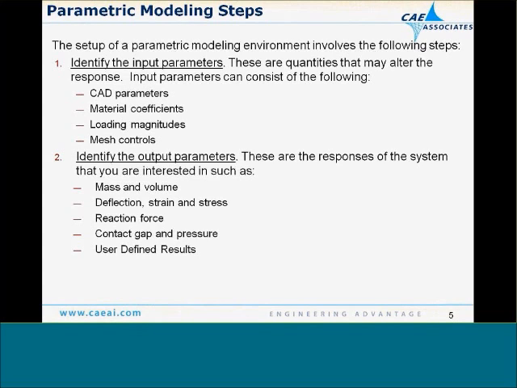Once we've identified our input parameters, we then move to the output parameters. These are the response quantities that we want to keep track of as we change the setup of the model. These could be things like the mass and volume of bodies. If we're doing a structural analysis, we may track deflection, stress, and strain in particular areas, reaction forces using the probe tools, any information that comes out of the contact tool like gap and pressure, and also any user-defined results that we may specify in the mechanical environment.